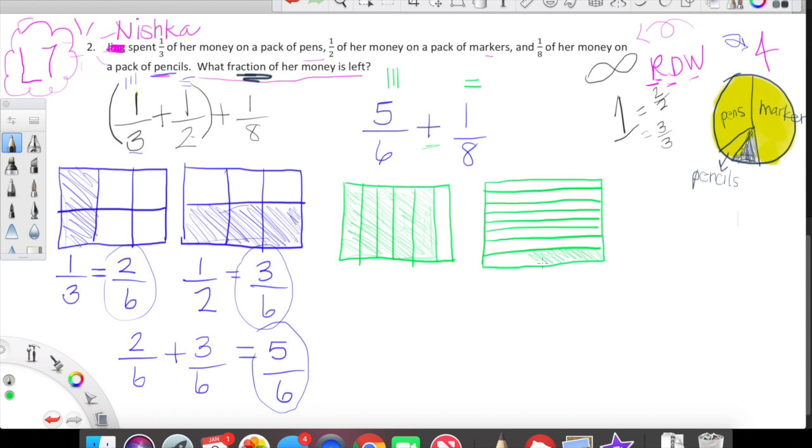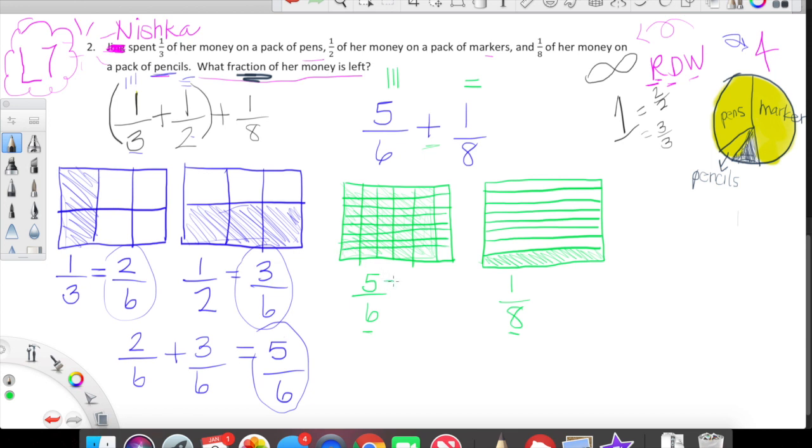I'm shading in 1/8. Over here, I shaded in 5/6. We cannot add these together yet because we don't have common denominators, but I know how to find a common denominator. You guys do too. You're going to lay 8 rows on top of your 6 columns and then 6 columns on top of your 8 rows. Ready, go. 1, 2, 3, 4, 5, 6, 7, 8.